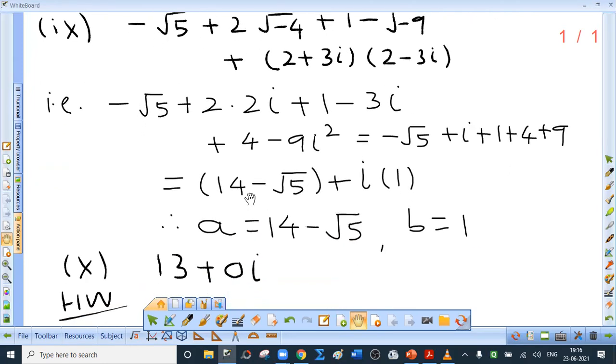So what is the answer? a equal to real part 14 minus root 5 and b is nothing but 1. Write down. I already told that sum number 10 is for homework. Answer is 13 plus 0i.